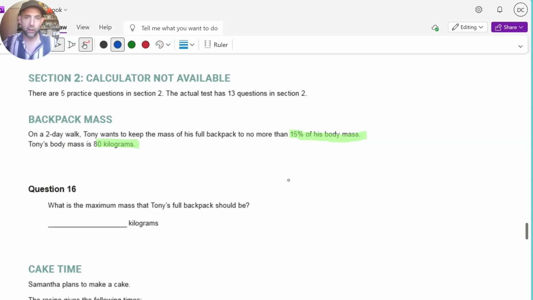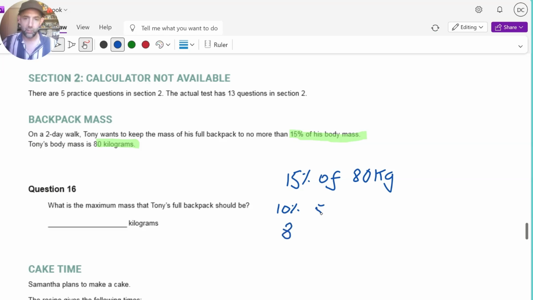So this is where we need to use our non-calc skills for percentages. So we want to find 15% of 80 kilograms. So 15% means 15 over 100. But there's some shortcuts that we can do. We could find 10%, which is 10 over 100, which simplifies to 1/10. So to get 1/10 of 80, we just divide by 10. So to get 10% of anything, you can just divide by 10.